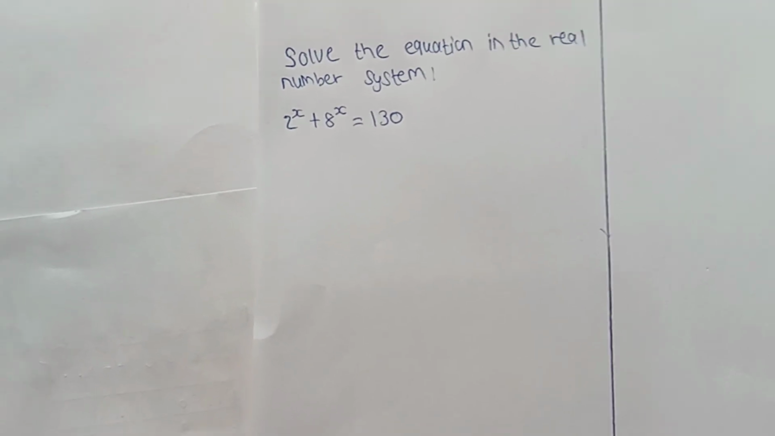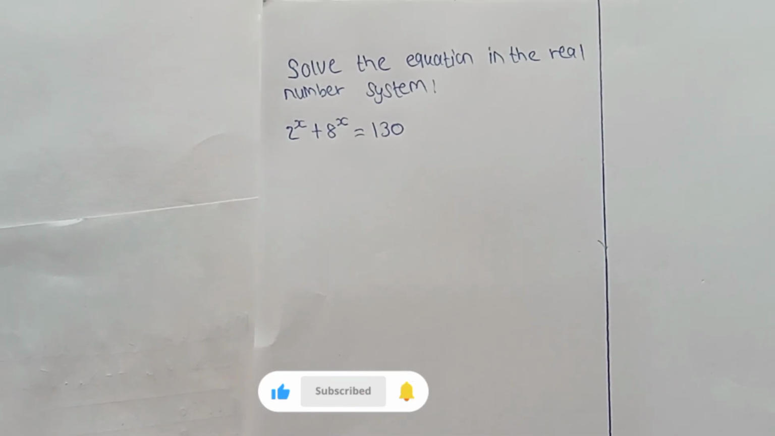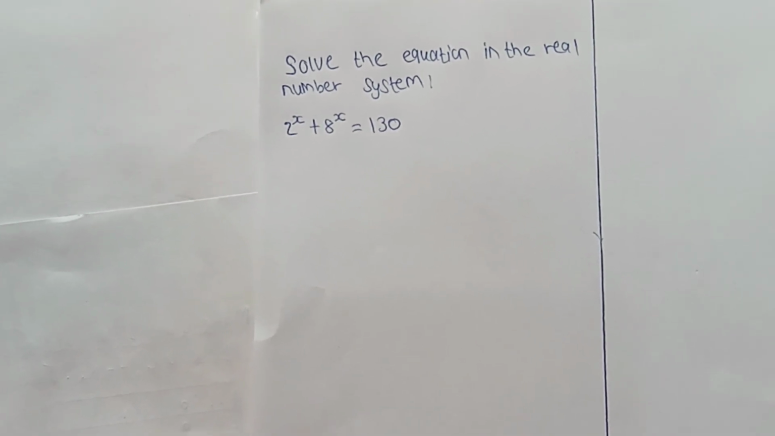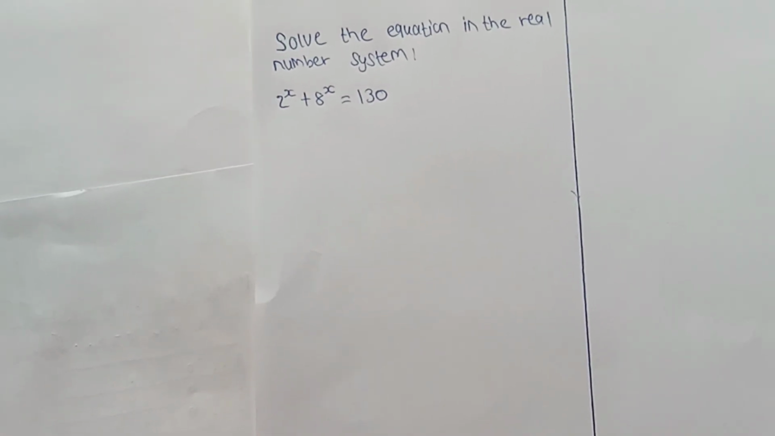So our question today we are going to solve, it says solve the equation in the real number system, and it is 2^x + 8^x = 130. So we want to make it as simple as possible. So what do you notice?